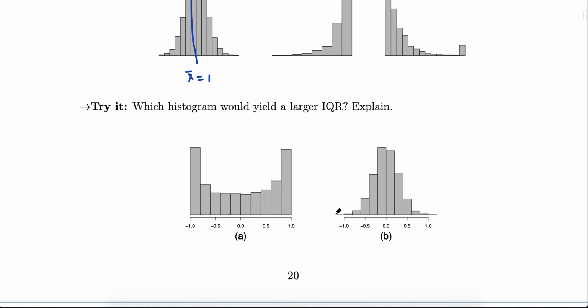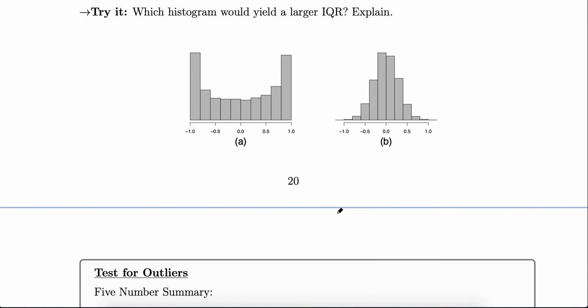Then our last one here is considering which histogram would yield a larger interquartile range. So the important part to notice on these two first is that the x-axis is the same in both of these. They're both between -1 and 1. And now remember what IQR measures. It measures the spread of the middle 50% of the data.